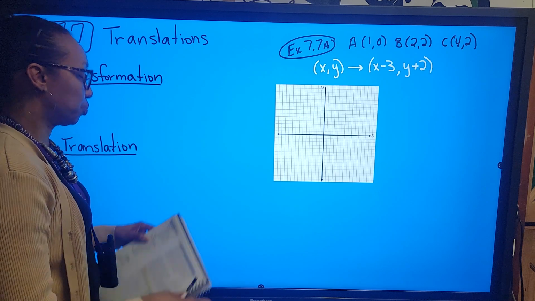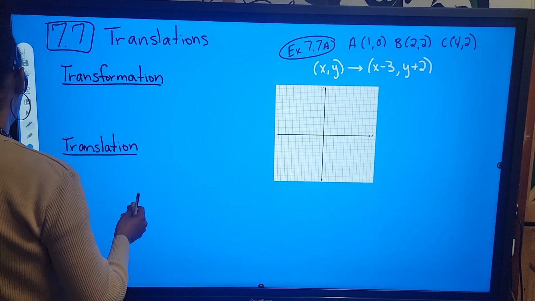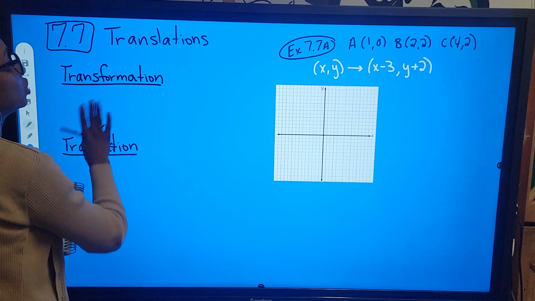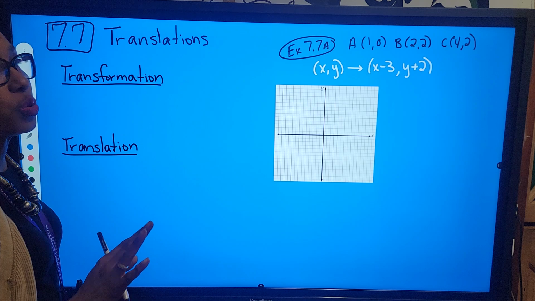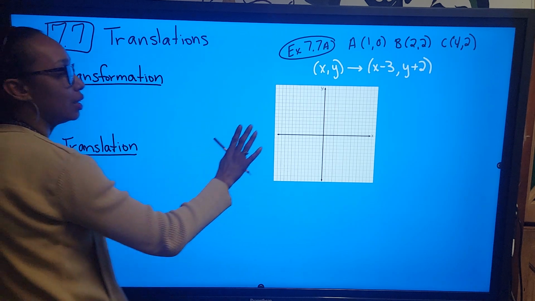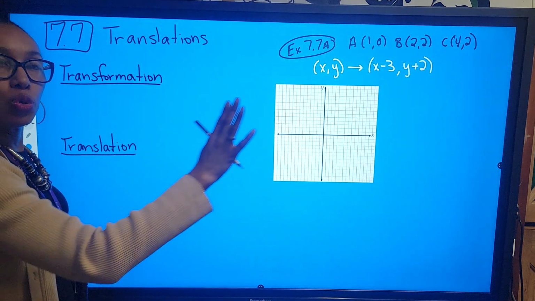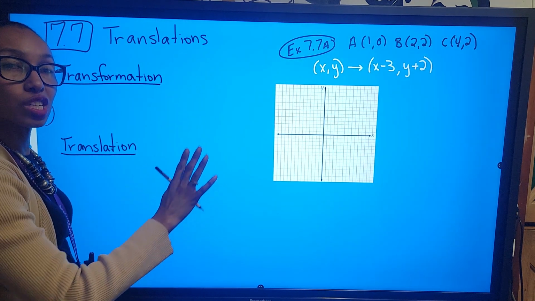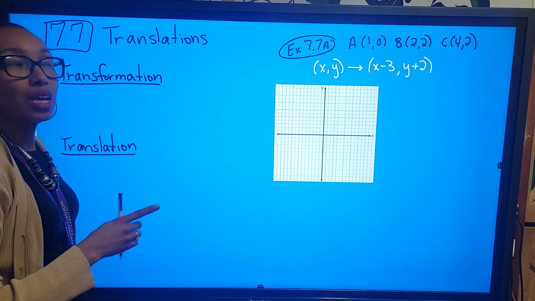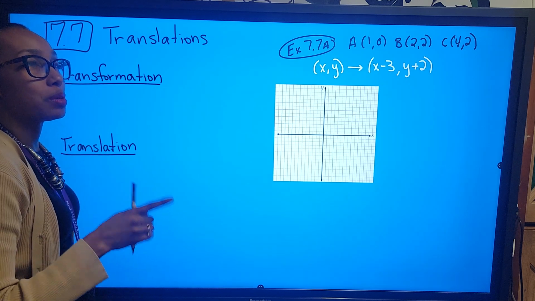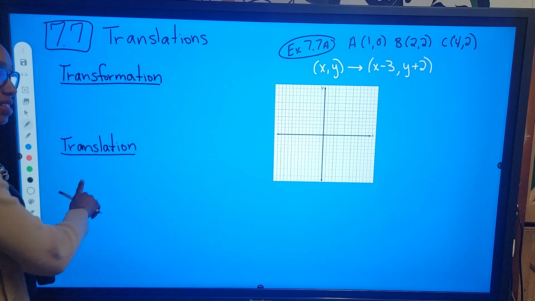Translation in geometry deals with transformation. So let's first talk about transformations. There are things that you can do to a shape or a polygon that's on the coordinate plane. Anytime you make a move or change its location or size or shape, that is a transformation, okay? And today we're going to talk about a specific way to transform a polygon, and that's a translation, okay?